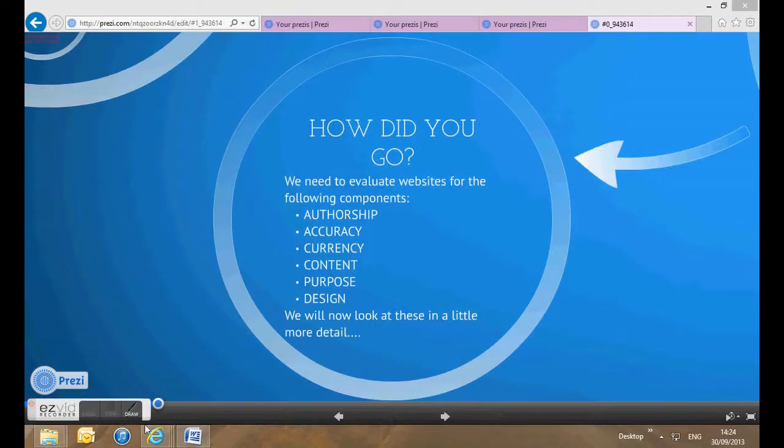How did you go? Well, we need to evaluate websites for the following components: authorship, accuracy, currency, content, purpose, and design. If you didn't have these on your concept map, add them now. Now, we will look at these in a little more detail.